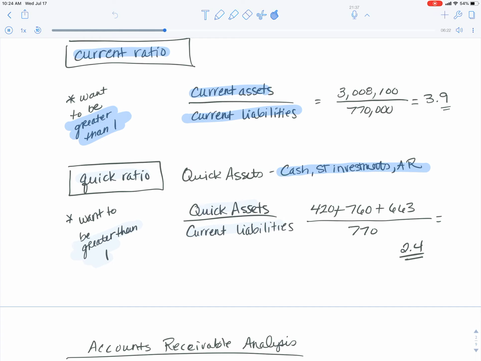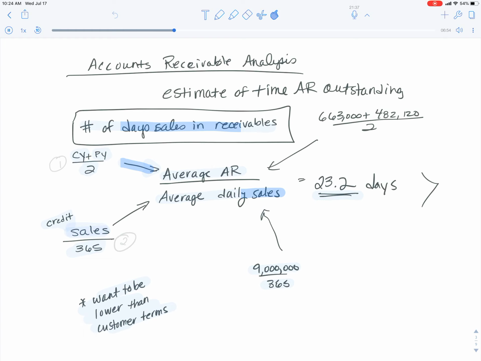Okay? Accounts receivable analysis. Now, when we're assessing accounts receivable, we're really trying to assess our efficiency in collecting receivables and in how we manage our credit. So this first one is called number of days sales in receivables. And you're going to take the average accounts receivable divided by the average daily sales. So you're actually going to have to make several calculations just to get this answer.